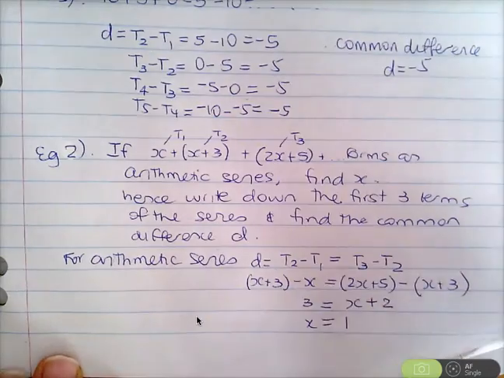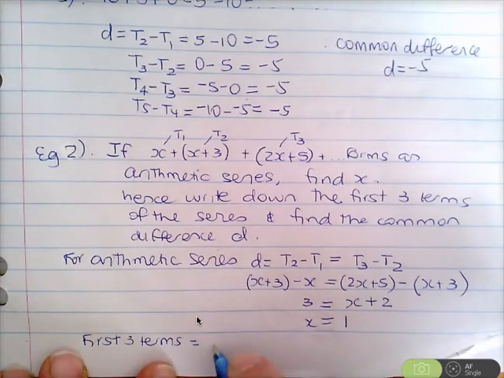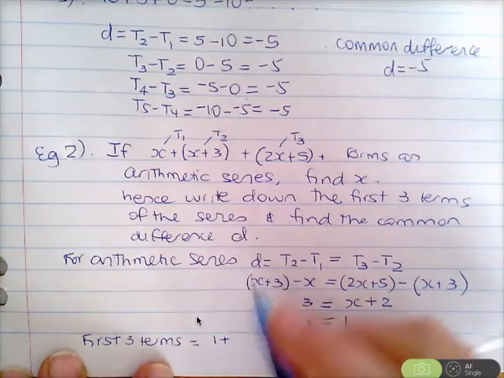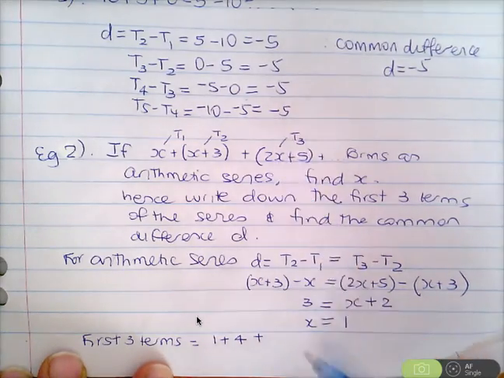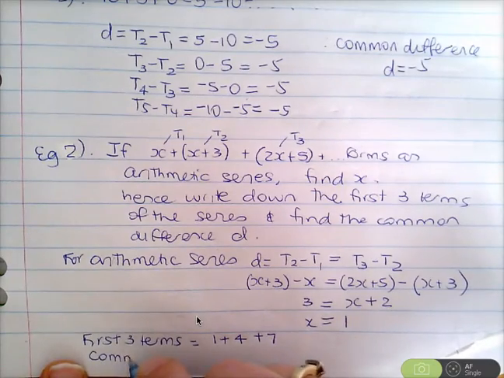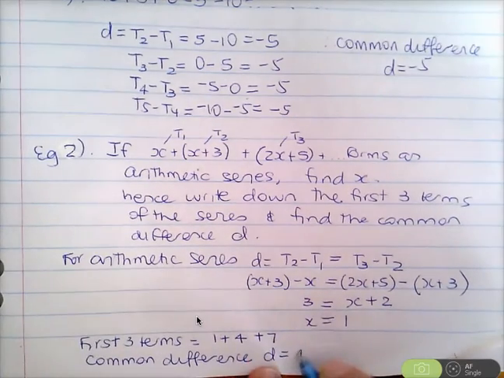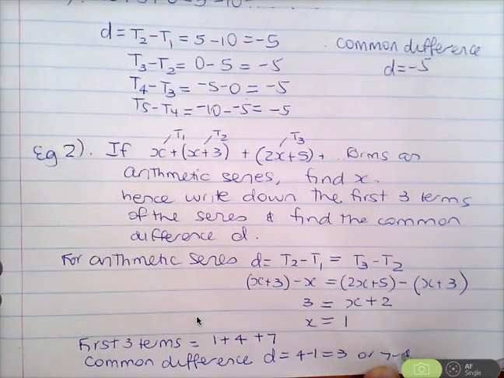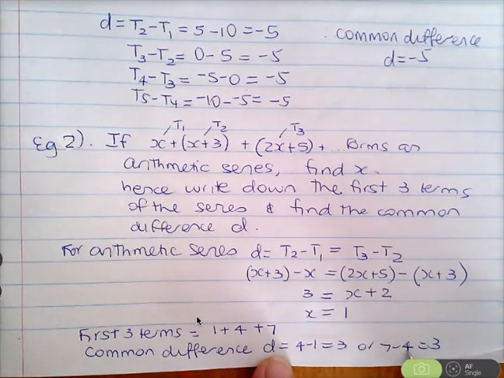So writing down the first three terms of the series, the first one's x, which is just 1. Then the next one is x plus 3, which is 1 plus 3 is 4. The next one is 2x plus 5, which is 2 times 1 is 2, plus 5 is 7. So they're the first three terms of the series. And of course, the common difference d would be equal to 4 minus 1, which is 3, or also equal to 7 minus 4, which is 3, because I'm doing T2 minus T1 and T3 minus T2. Okay?